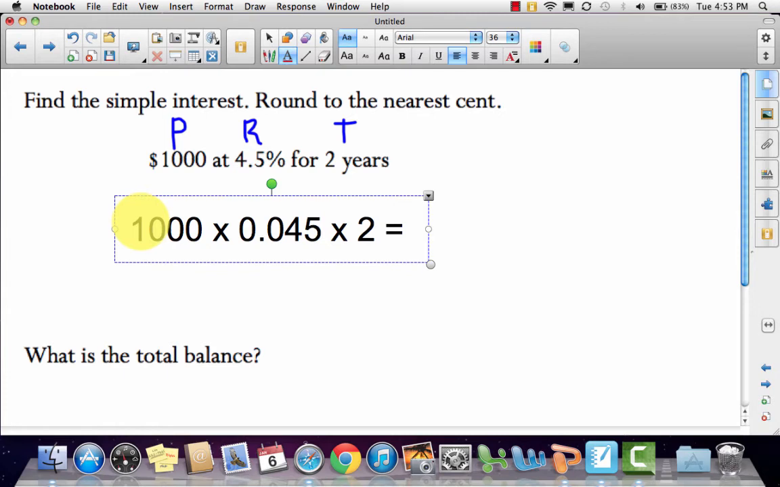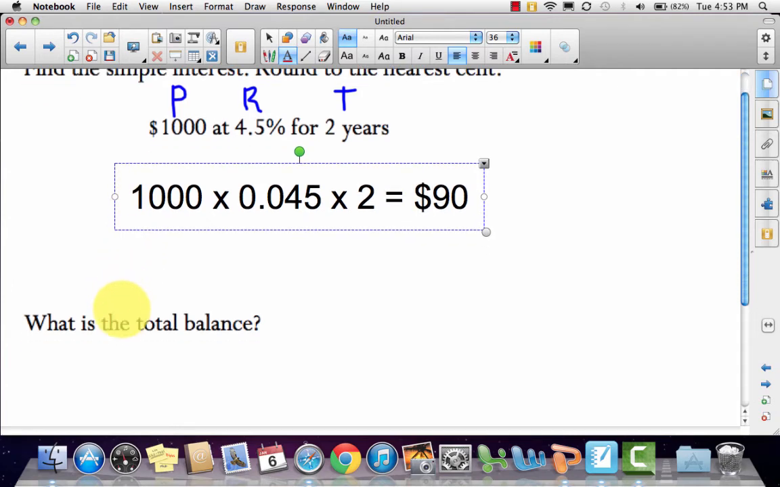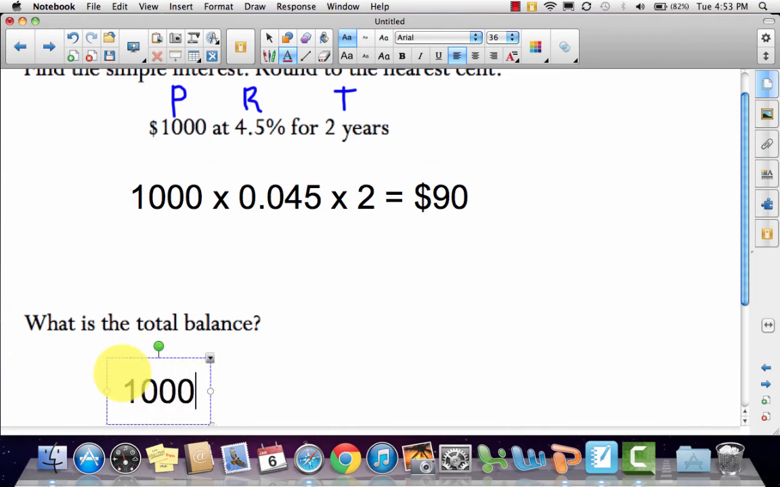And I'm going to multiply these three numbers together, and I get 90. So that tells me that I have earned $90 in interest. Again, the balance is just asking for the total, so I take what I originally had, my principal, and I add to that the interest that I earned for a total balance of $1,090.